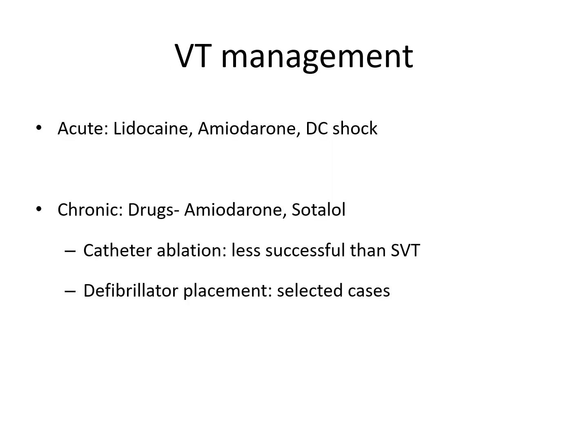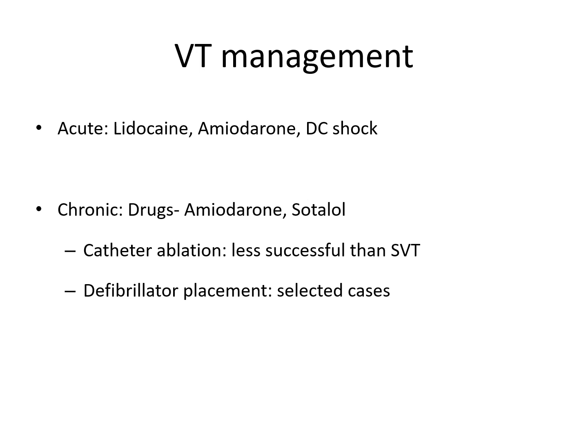Now let's discuss ventricular tachycardia management. In the acute state, it can be managed either with drugs like lidocaine and amiodarone or DC shock, depending on the hemodynamic status of the baby. Chronic management is either with drugs like amiodarone and sotalol, catheter ablation, which is less successful than in SVTs, or defibrillator placement in selected cases.